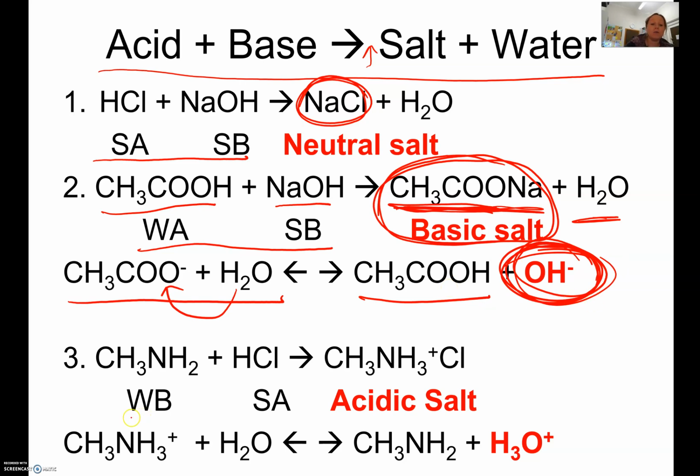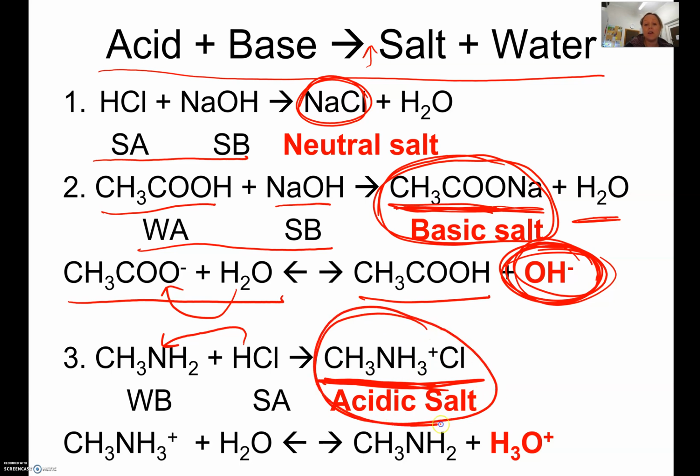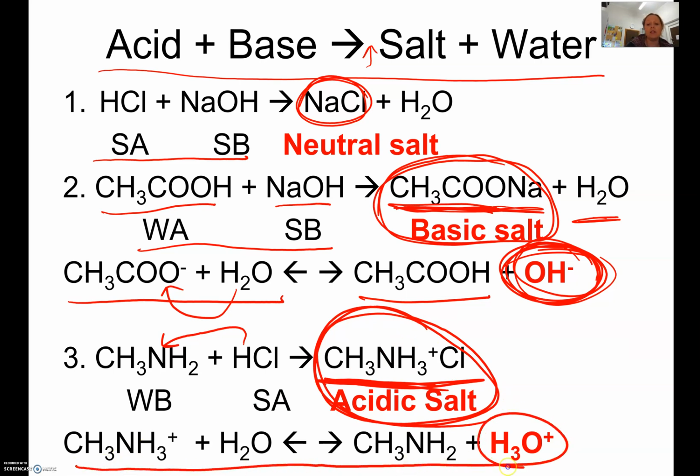And if we react a weak base with a strong acid, a weak base is a proton acceptor, so it's going to take a proton here, and you end up producing the salt, which is acidic. CH3NH3+ is the conjugate acid of aminomethane, and it's weakly acidic. That means it can further react with water to produce hydronium ions, and so the product's slightly acidic.